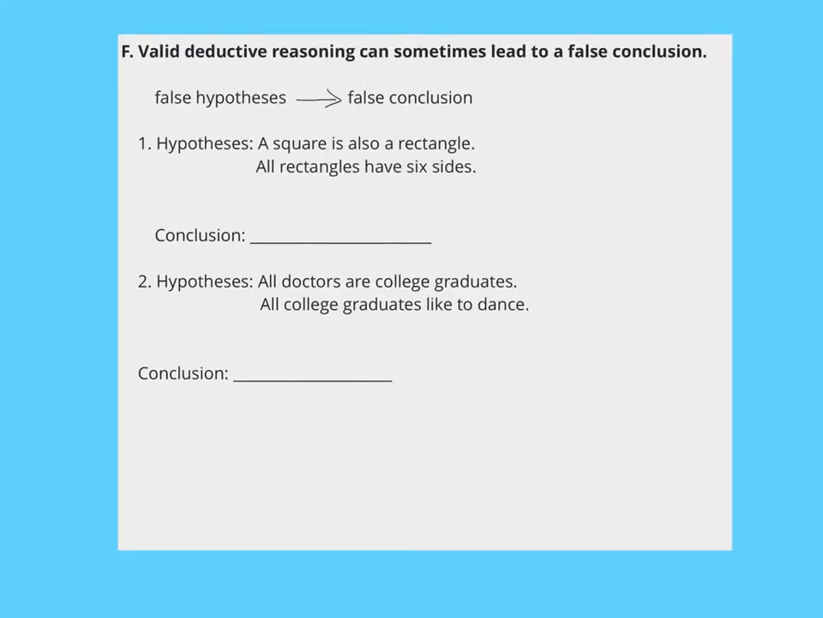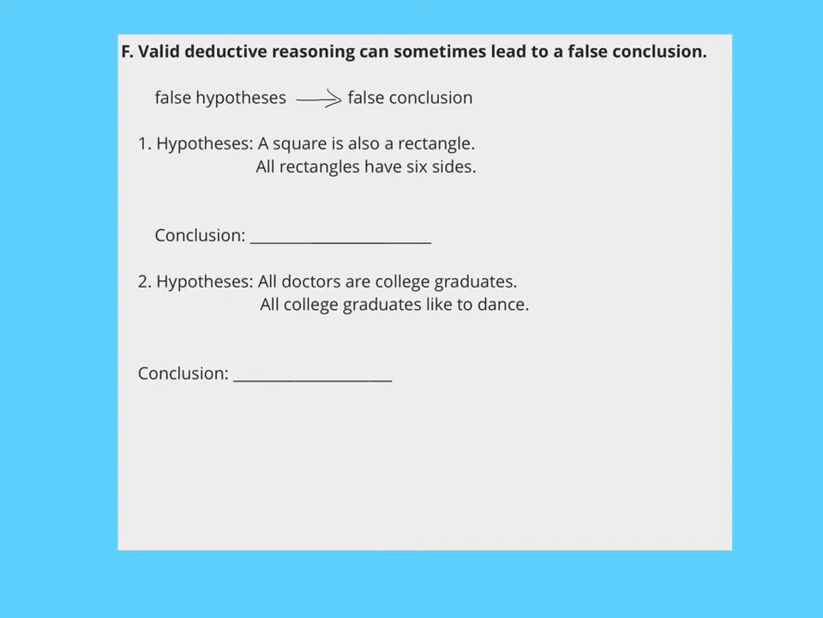Some things you need to be aware of is that sometimes you can be given some false information or false facts. So if we follow valid deductive reasoning, sometimes it's going to lead us to a false conclusion because the information we were given at the beginning was incorrect. So false hypotheses will lead to false conclusions.